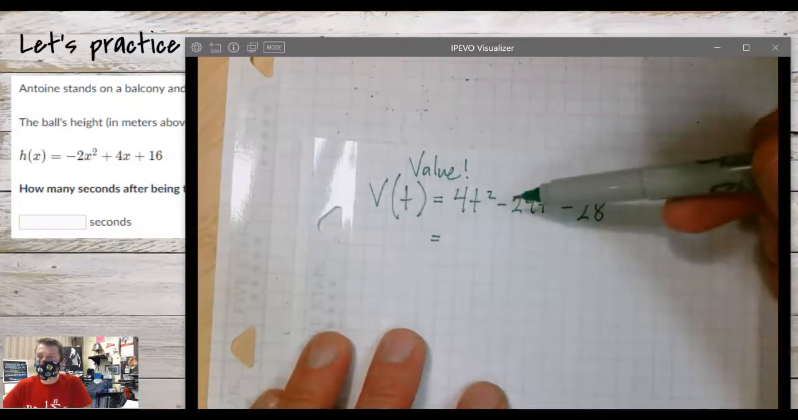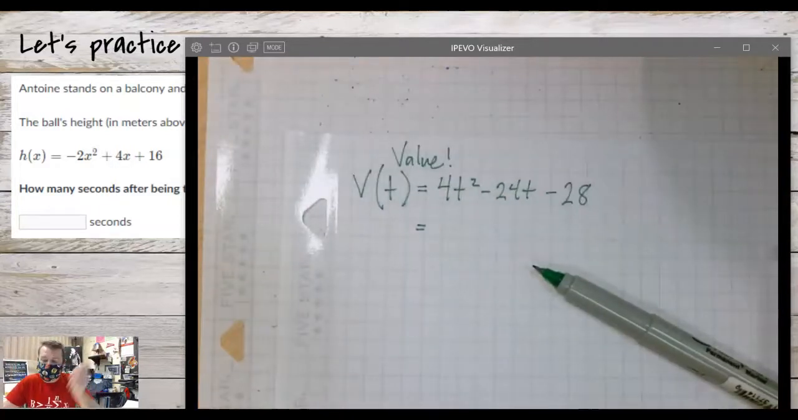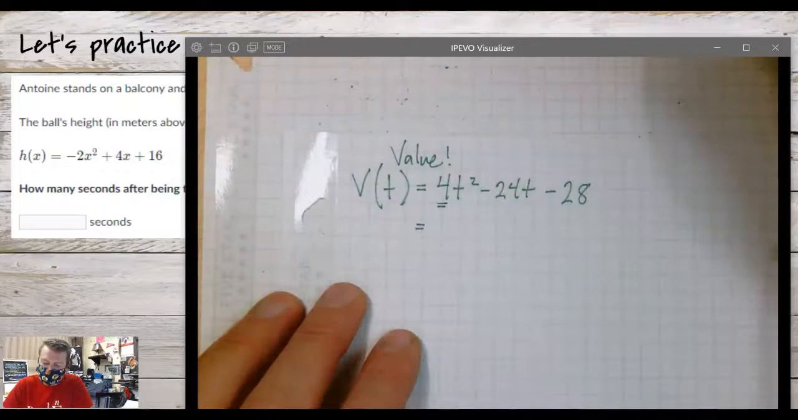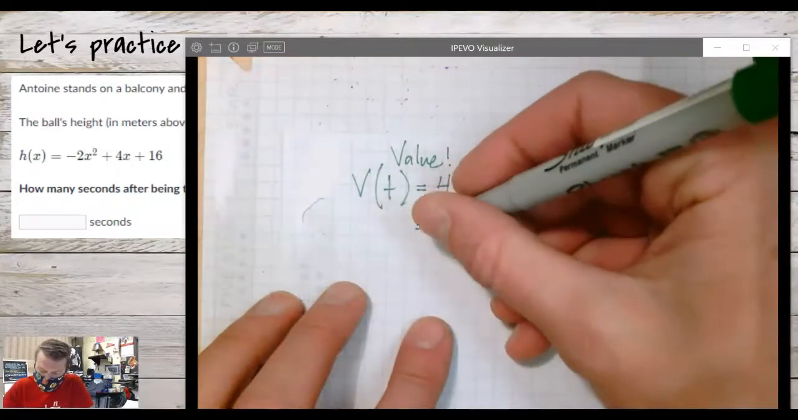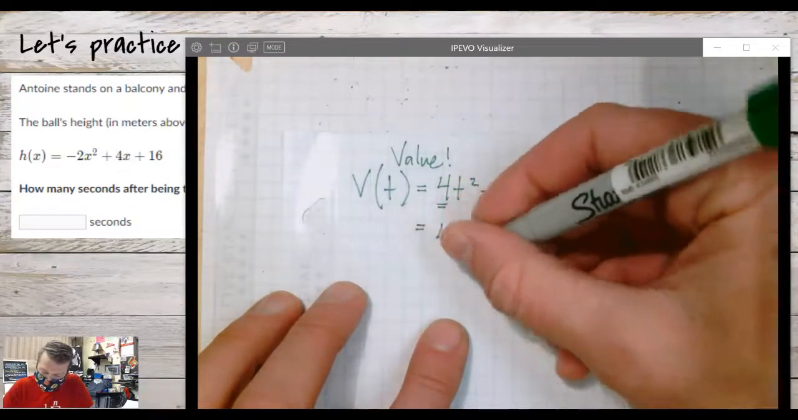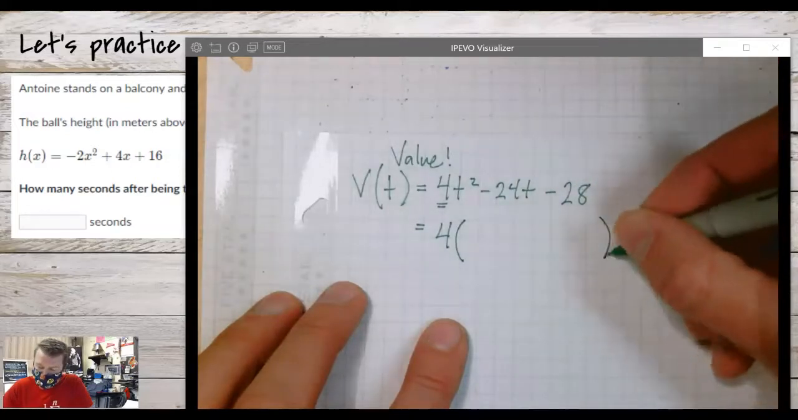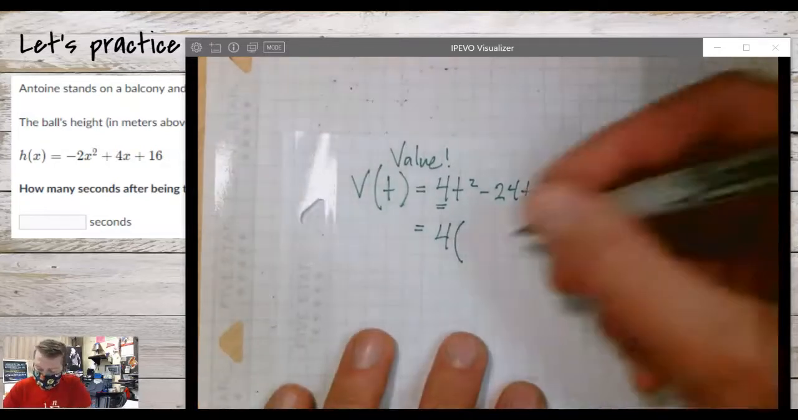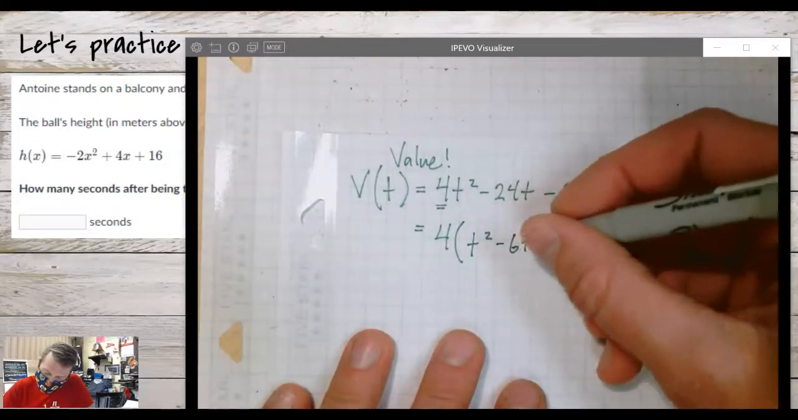So Tom wants to know where this company's value is going to bottom out, as we call it. So we want the vertex, but the vertex is going to be the bottom because we see the leading coefficient is 4. If we factor out that leading coefficient, this is really good practice to do again, we're going to get 4 times, and I'm going to kick this negative 28 out of the problem, just leave it out here. I get t squared minus 6t.